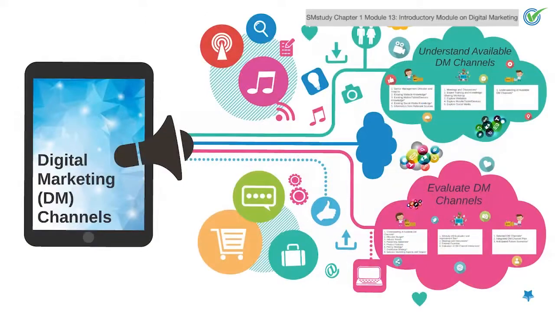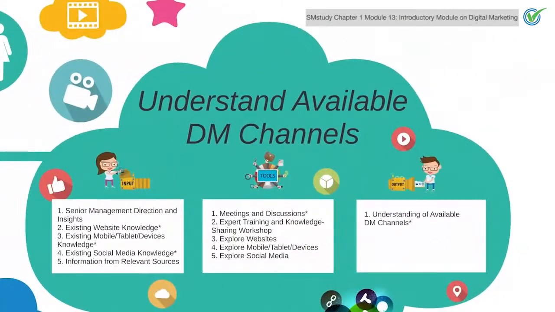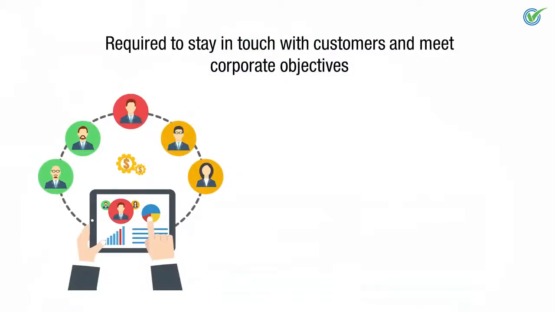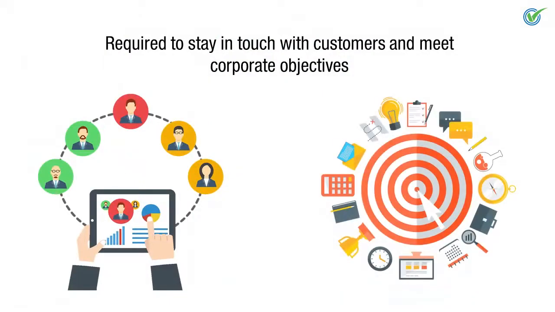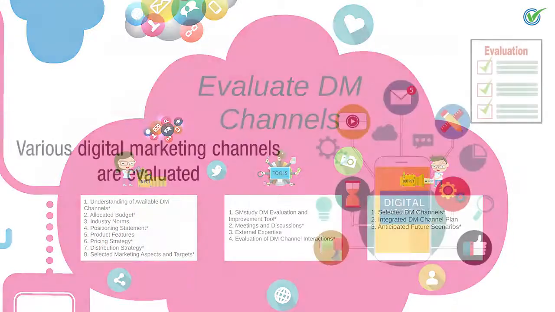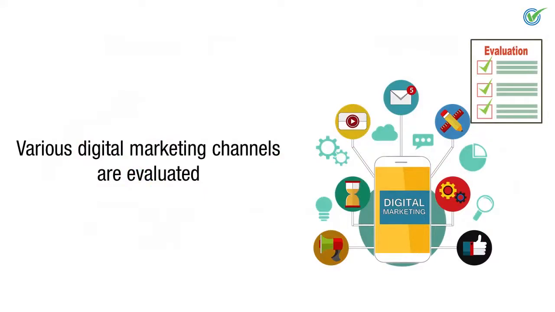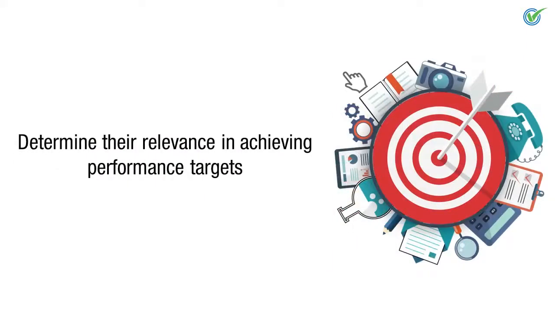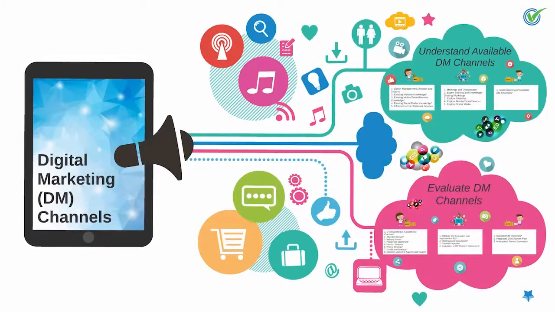The processes described in this chapter are: understand available DM channels. In this process, various digital marketing channels that an organization may use to stay in touch with their customers and meet their corporate objectives are explored. Evaluate DM channels. In this process, various digital marketing channels are evaluated to determine their relevance and effectiveness in achieving previously determined performance targets for digital marketing. This figure provides an overview of the following two processes in this chapter.